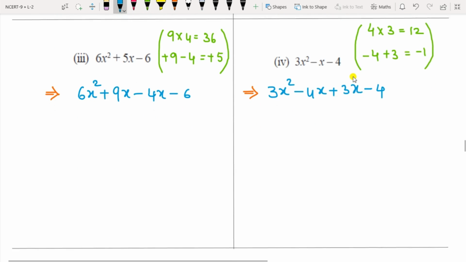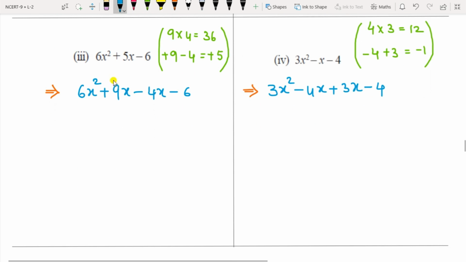Now let us see this third question. This is 6x square plus 5x minus 6. So 6 6s are 36. Now you want 5 in between. So 9 4s is 36, and it will be plus 9 and minus 4 gives you plus 5.